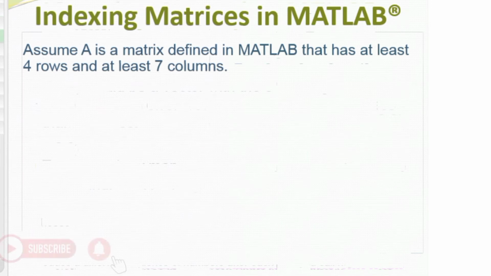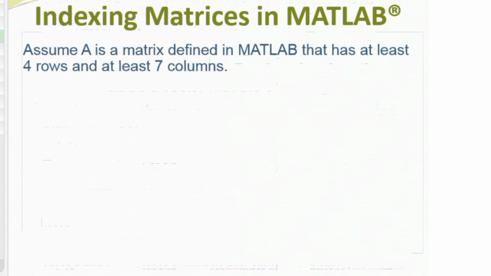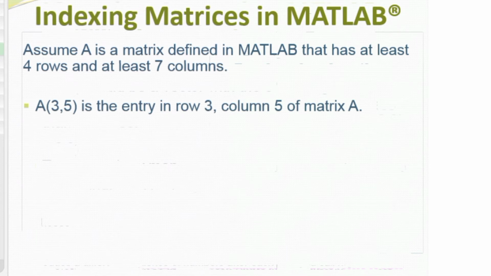Now, if I want to index into a matrix, that's a little bit different because a matrix is two-dimensional. So instead of just specifying an entry number, I actually have to specify which row the element is in that I'm trying to get and which column that element is in. So let's assume that we have a matrix A and it has at least 4 rows and 7 columns. If I type A(3,5), that means that I am pointing to the value in the matrix A that is sitting in row 3, column 5.